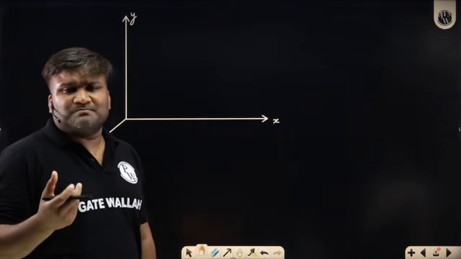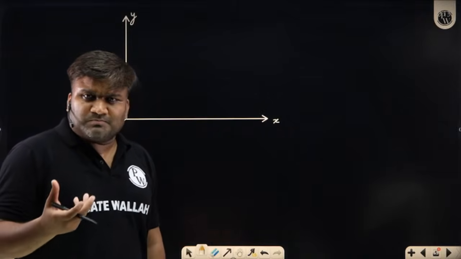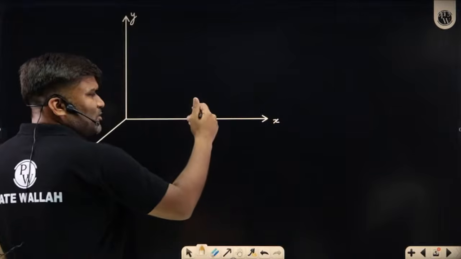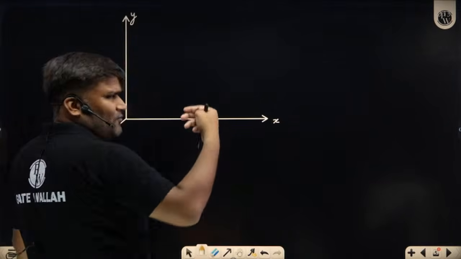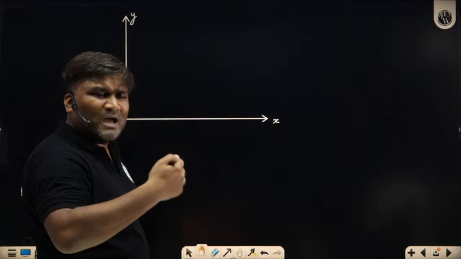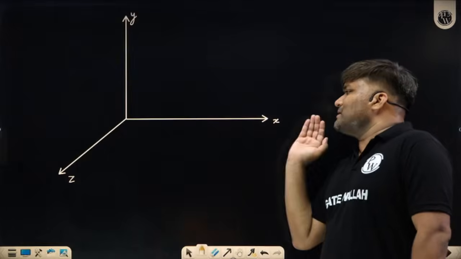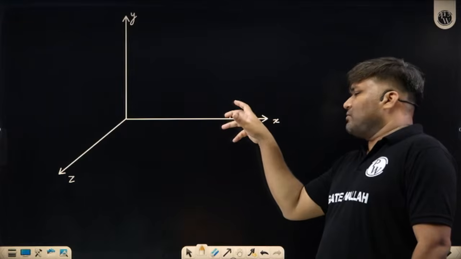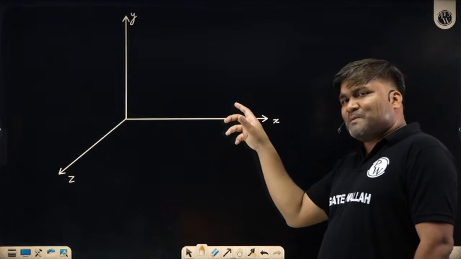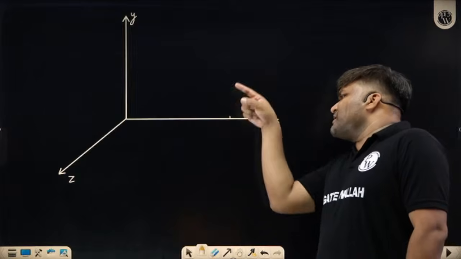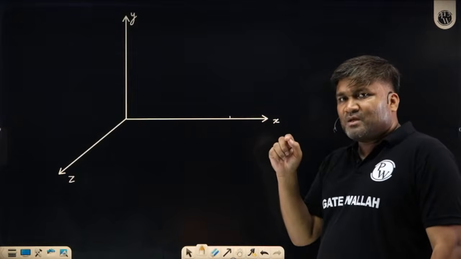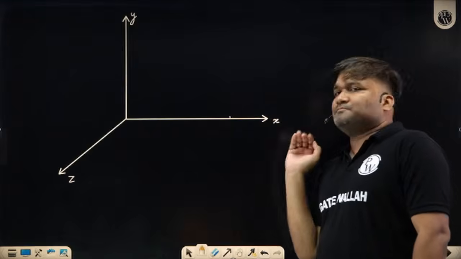Suppose I have some rotor, which rotates about any of these axes. Suppose, for example, it is going to have rotation about the x-axis, and when I am seeing from this side, I can see that the rotor spins about the x-axis. It may be in clockwise direction or anti-clockwise direction, and the clear view is from this side.